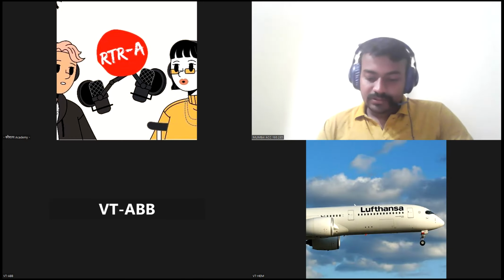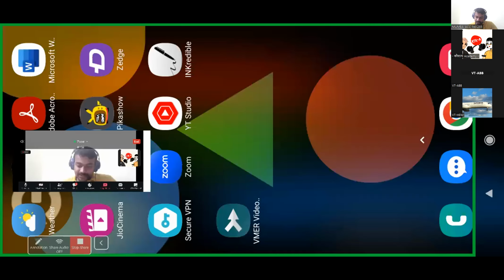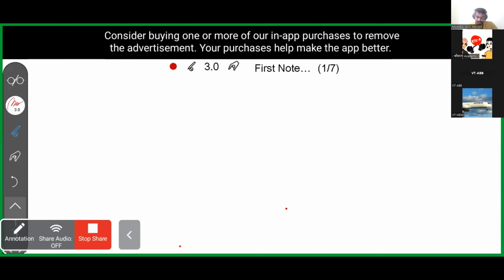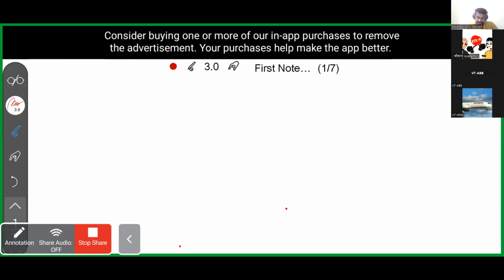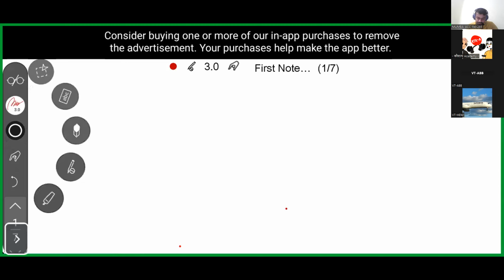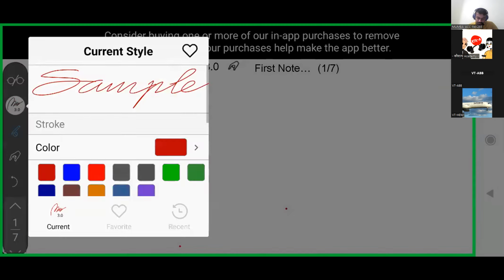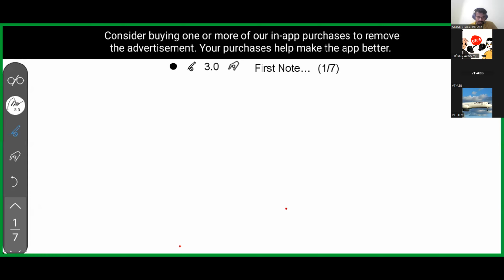Okay. So where I was, to show you the lights on an airfield. Is this screen visible to you all? Okay.